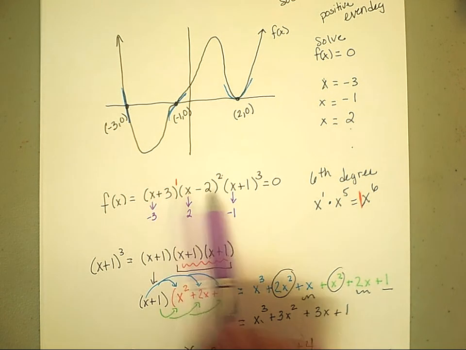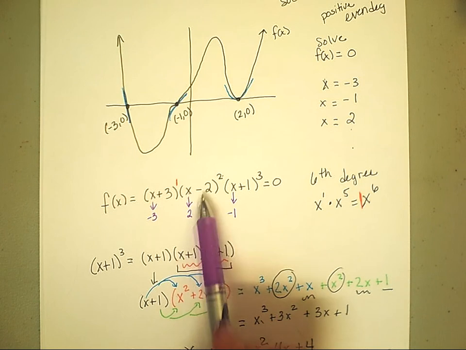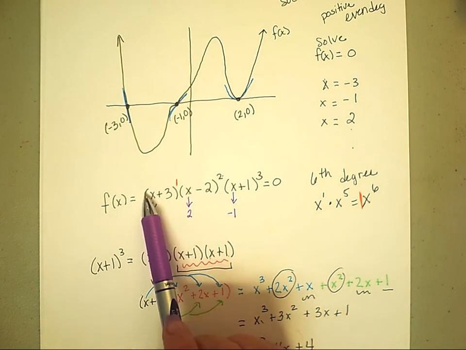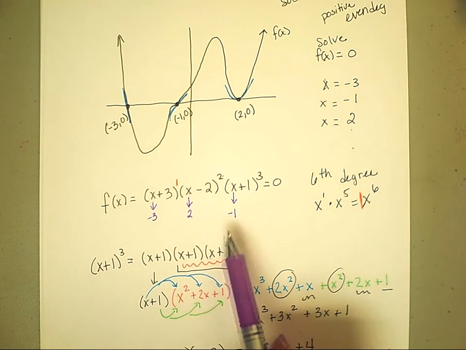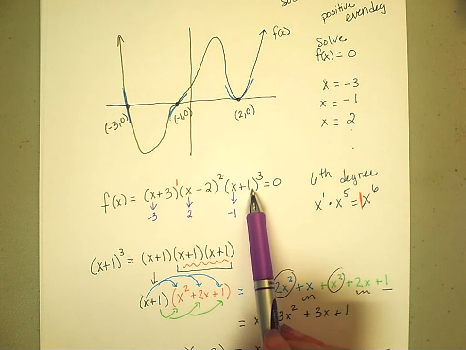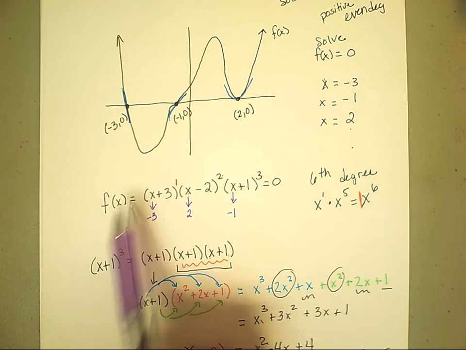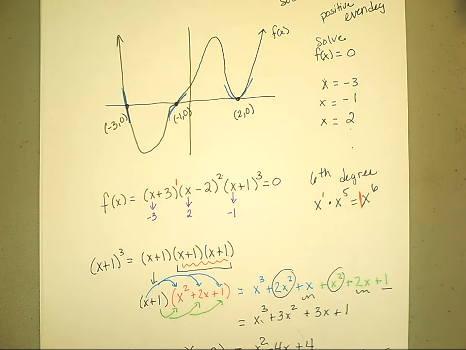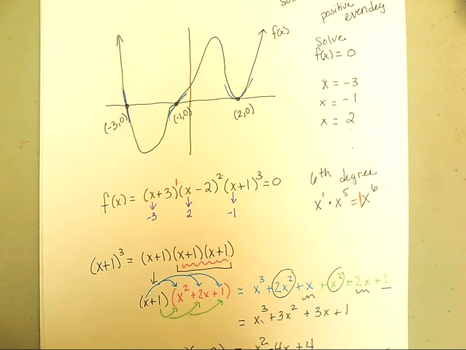Negative 3 plus 3 would be 0. 0 times anything is 0. 2 minus 2 is 0. 0 times anything is 0. Negative 1 plus 1 is 0. And again, anything times 0 is 0. So when it's written in factored form, we can see the zeros very clearly.